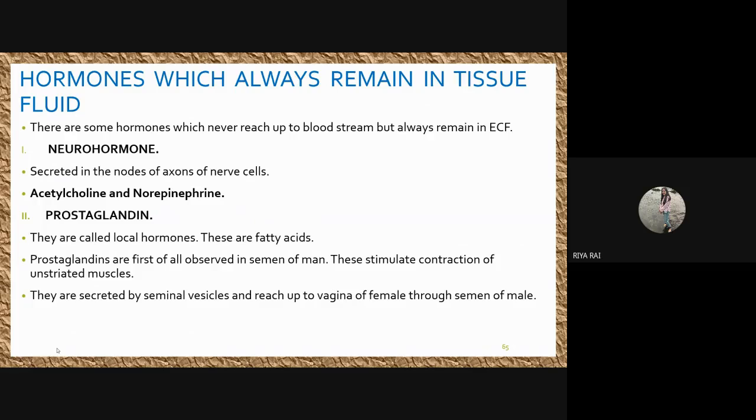Then next is the prostaglandin hormone, which is also known as the local hormone, and these are fatty acids. And these prostaglandins were first observed in the semen of the man, and these stimulate the contraction of the unstriated muscles. And these prostaglandins are secreted by the seminal vesicles of the male, and from there it reaches the vagina of the female through semen.